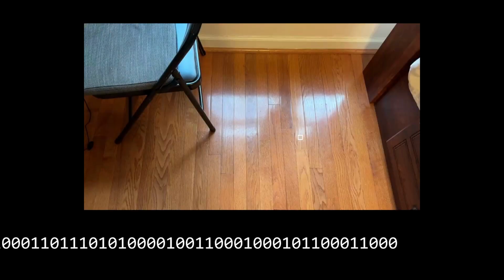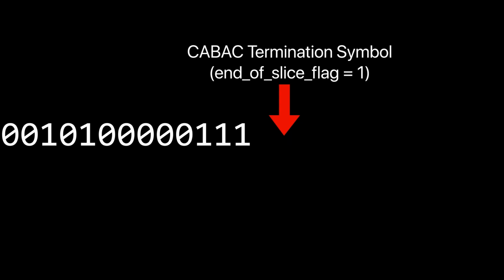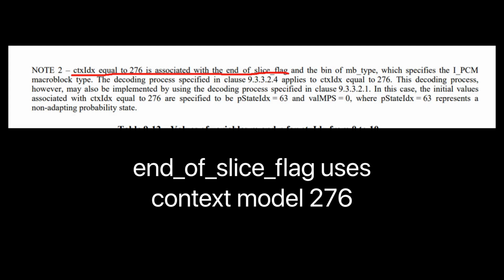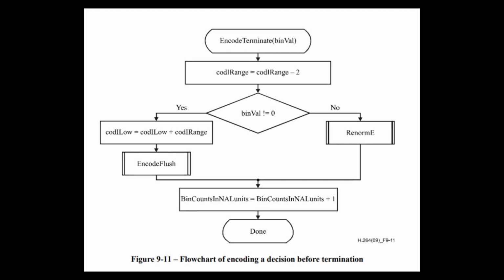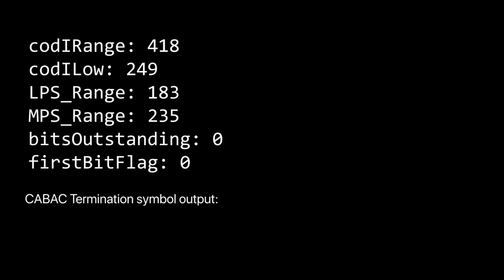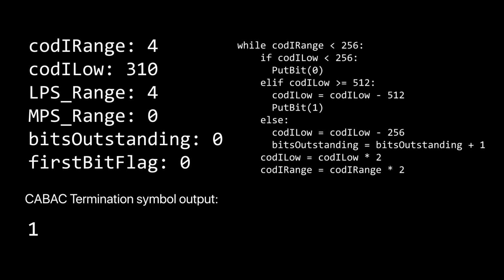After encoding all bits in the slice, the encoder first writes the CABAC Termination symbol, a 1, to signal the end of entropy encoding for the slice. If we aren't encoding the final bits in the slice, skip this step. This symbol uses the context model 276 and requires a special method to process. Decrease CodeIRange by 2, then increase CodeILow by CodeIRange. Then, set CodeIRange to 2, and repeat the while loop we defined before.